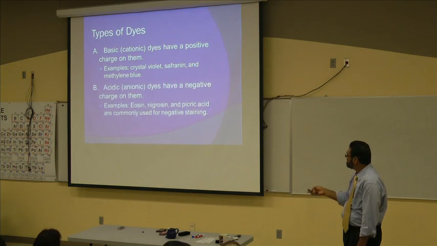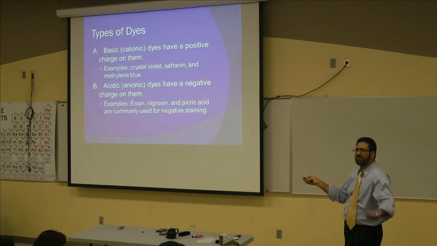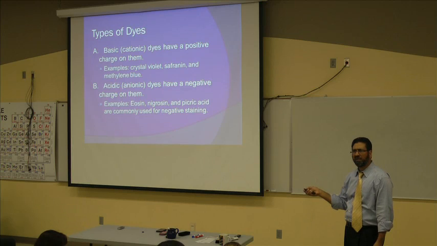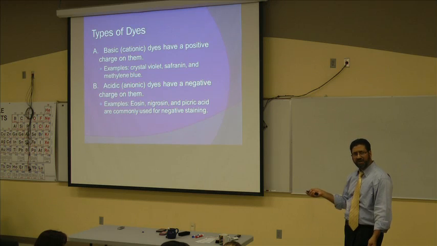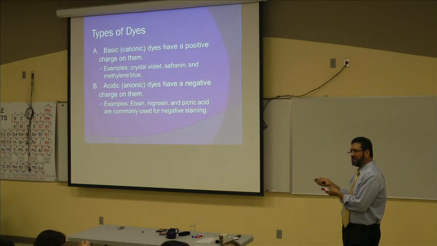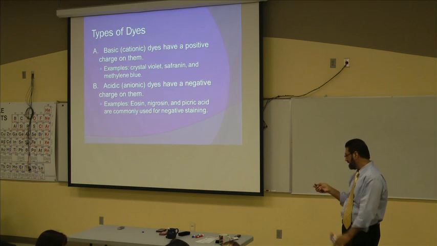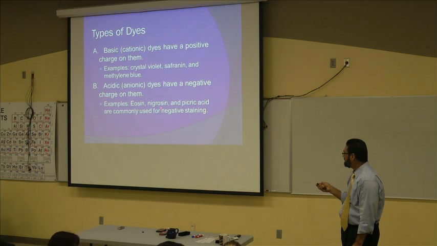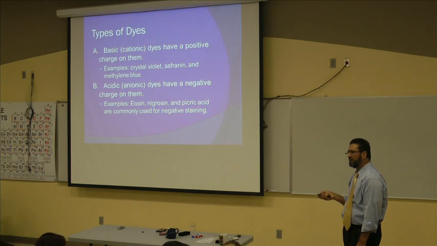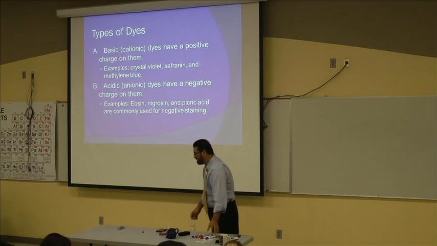If you use acidic dye to stain bacteria, what would be the color of the bacteria? Clear. Colorless. Because bacteria are negatively charged, and the dye is negatively charged, they repel each other. There are only three dyes that are negatively charged: eosin, nitrosin, citric acid. If you put these dyes on the bacteria, bacteria will remain colorless.